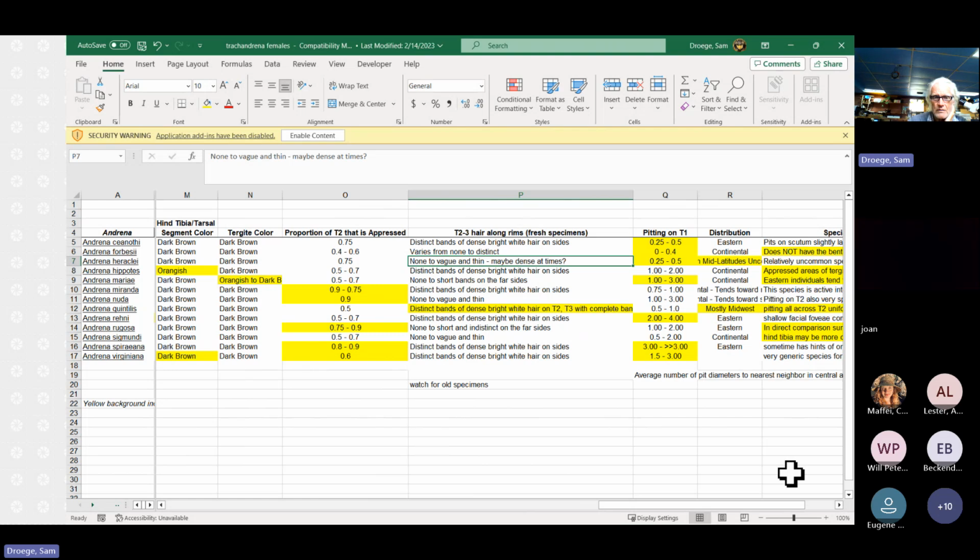And here's my notes about the hair bands. It says none too vague and thin, and then a side note, maybe dense at times, question mark. So, and then here's the tight pitting.